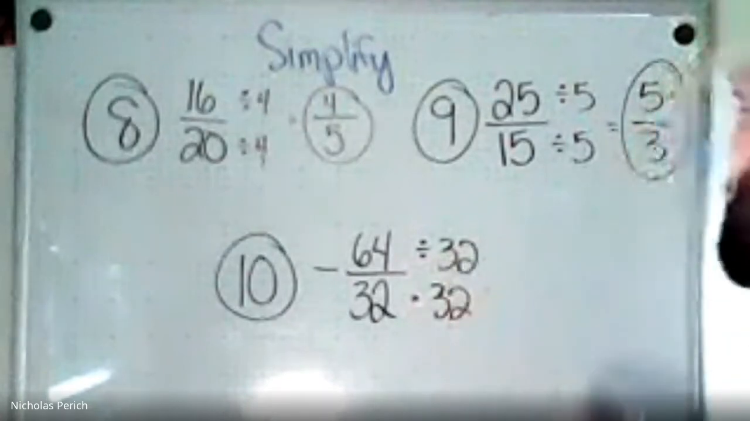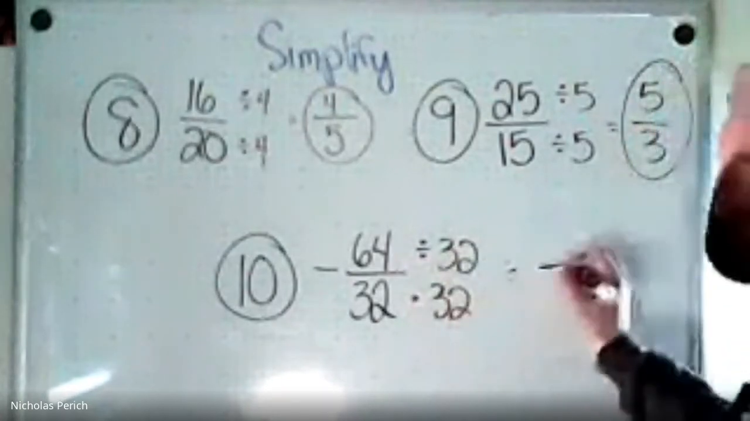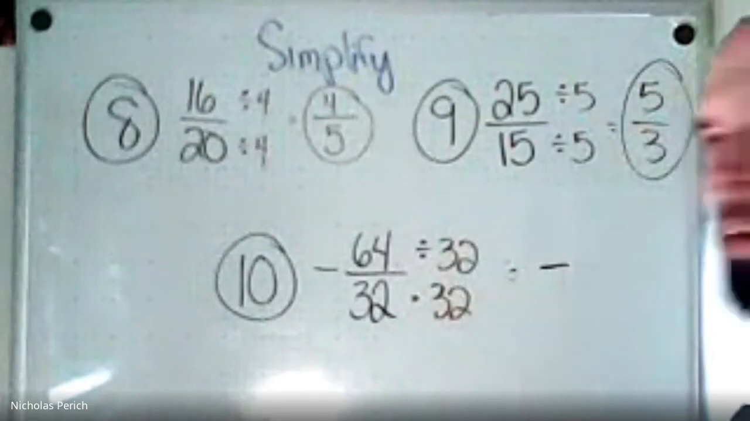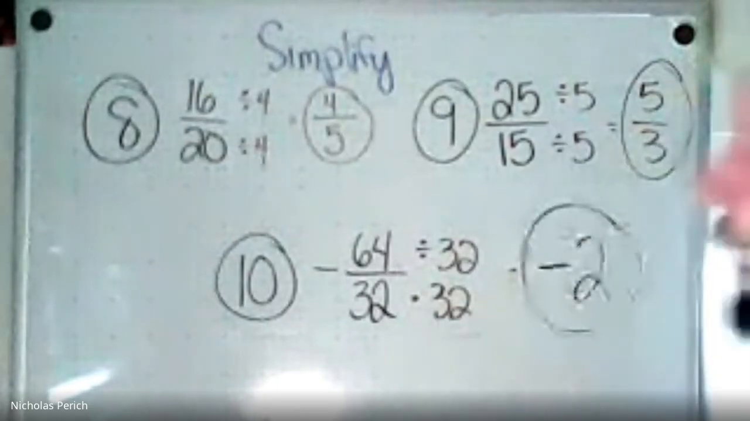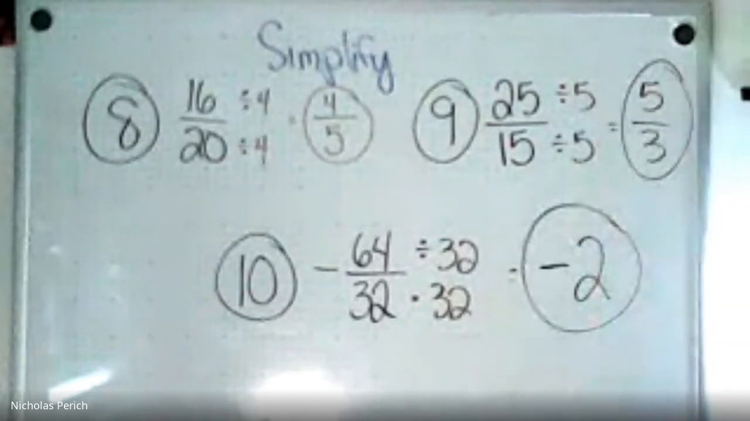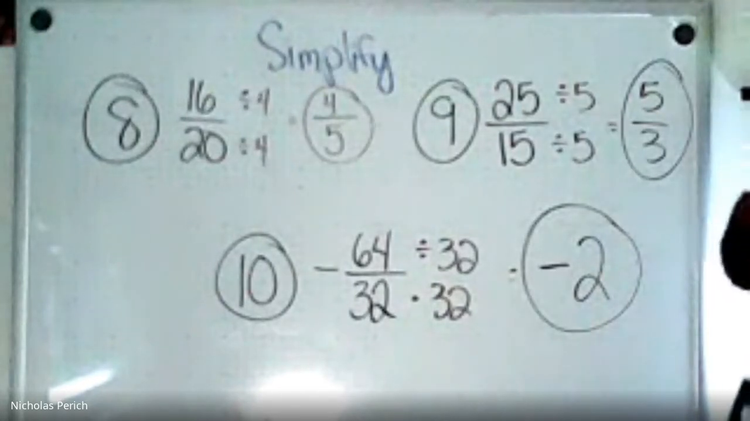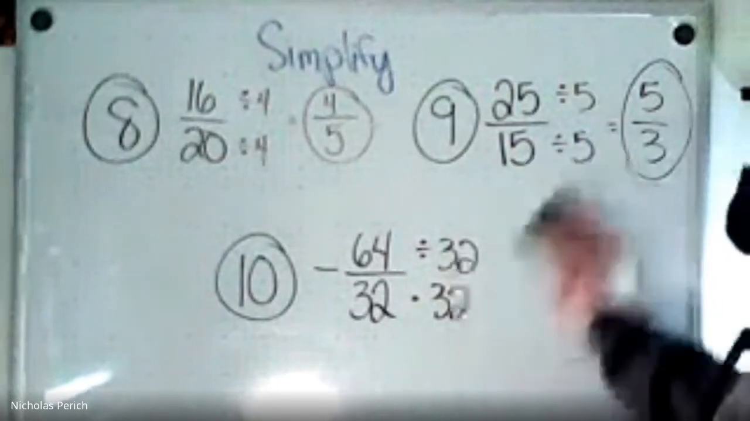And you might just be like, well, wait a minute. If I divide by 32, I'm just going to get negative 2 over 1, which is just negative 2. It sure is. Sometimes when you simplify fractions, you get a whole number. And in this case, we did get a whole number. So we're going to do 2 bonus problems to end the day.